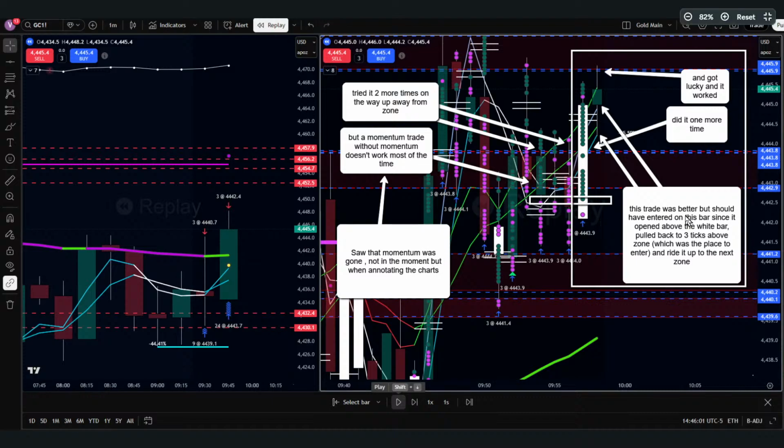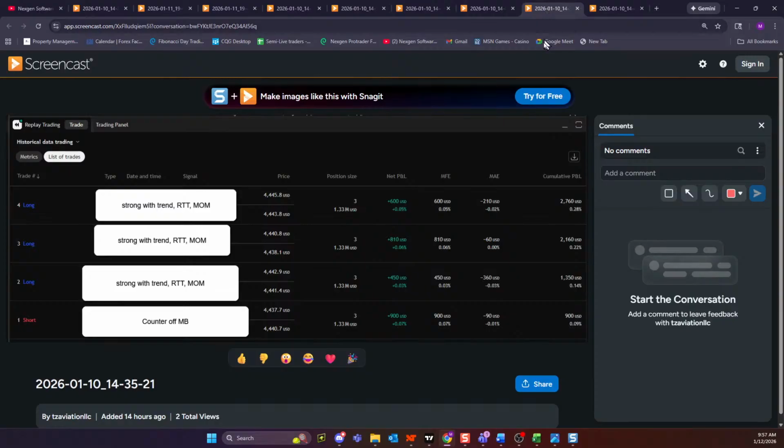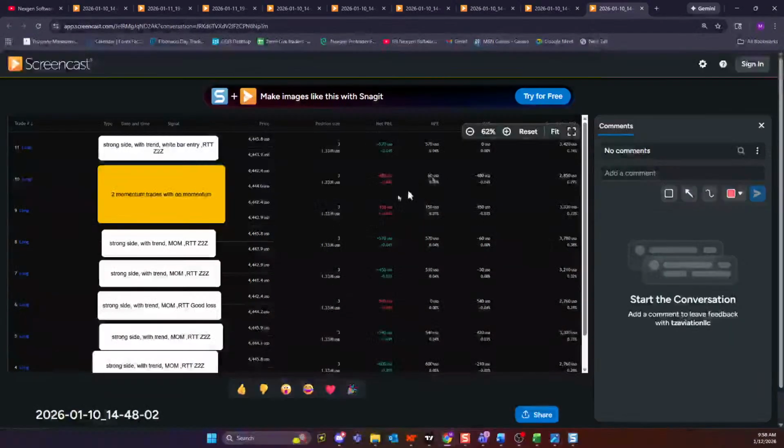This trade was better, but should have entered on this bar because it opened above the white bar, pulled back 3 ticks above the zone, ride it up to the next zone, and got lucky that it worked. So Wayne is a momentum style trader. Wayne relies on momentum to push the market. With momentum, with momentum, with momentum. One counter trend trade using the termination, really nicely done.